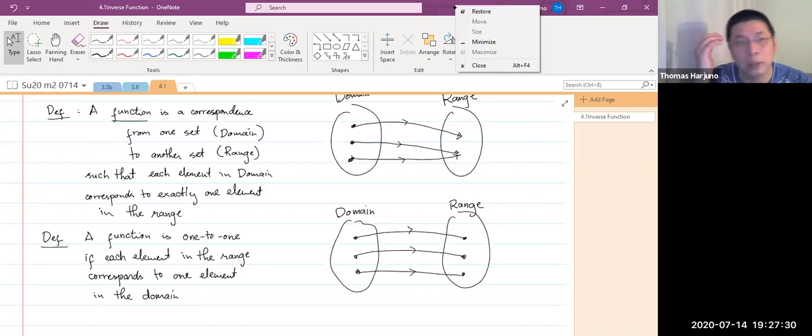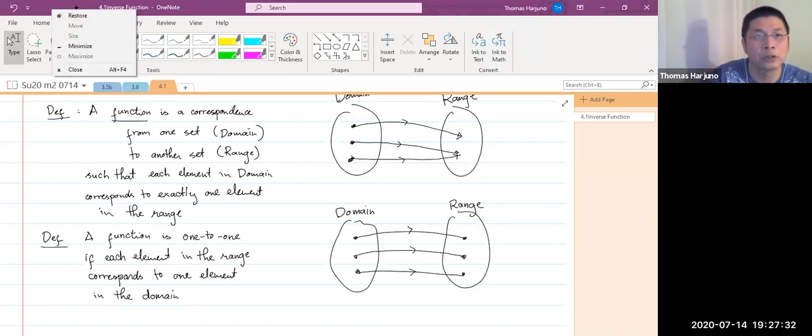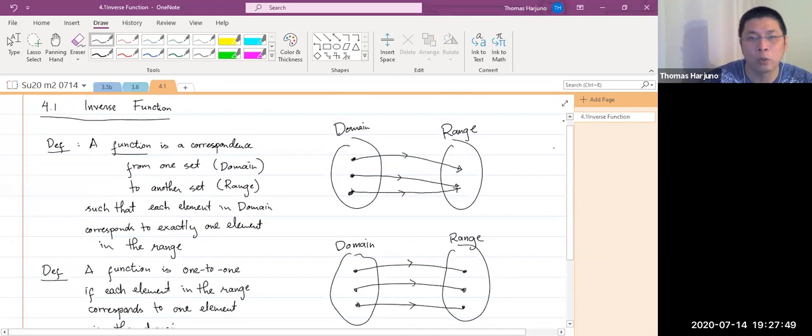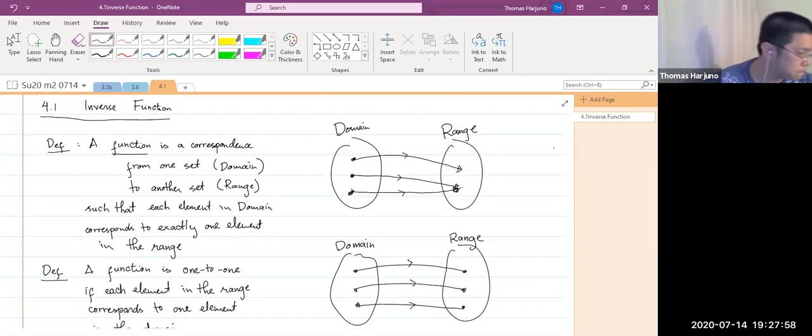Now, one-to-one can also be understood as: one element in the domain goes to exactly one element in the range, and that one element in the range comes from exactly one element in the domain. So the mapping that we see above here is not one-to-one. It is a function, but it is not one-to-one.